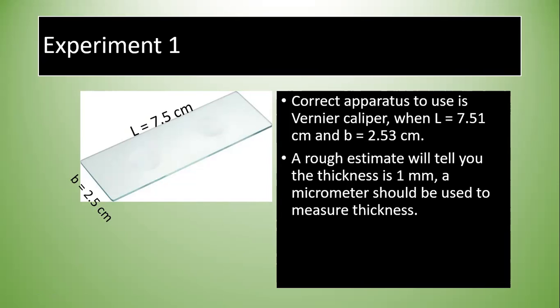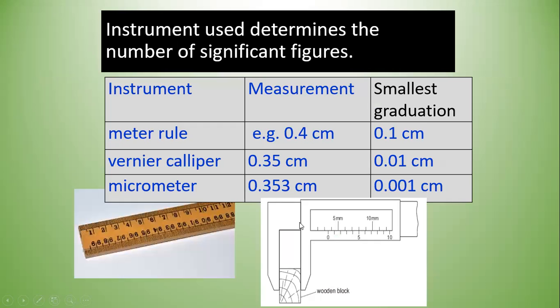So it's not necessary to use a micrometer unless you want to measure thickness. Thickness, you need to use a micrometer to give you another significant figure. Meter rule, smallest graduation is 0.1 cm, or 1 millimeter. And if you measure 0.4 cm, you write it as 0.4 cm.